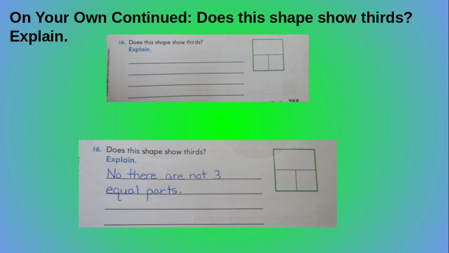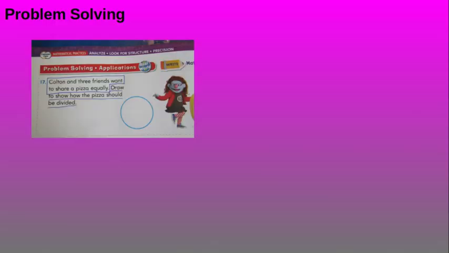All right, let's move on to the problem solving section. Here's our first problem. I'm going to follow my cube steps, just like we've practiced all year long for word problems. The question says, Colton and 3 friends want to share a pizza equally. Draw to show how the pizza should be divided. Let's read that one more time and think about it as we're reading. Colton and 3 friends want to share a pizza equally. Draw to show how the pizza should be divided.